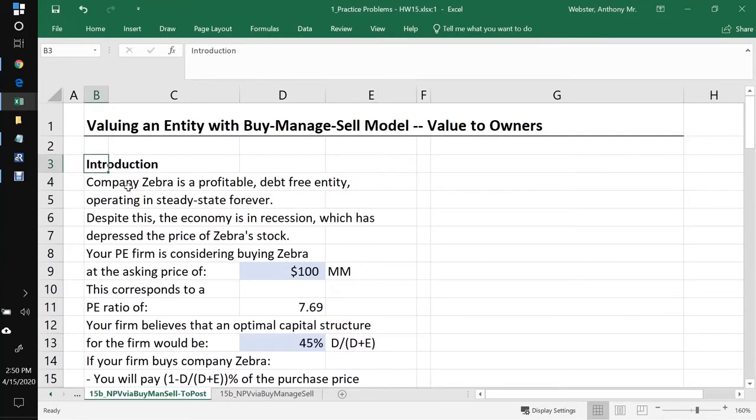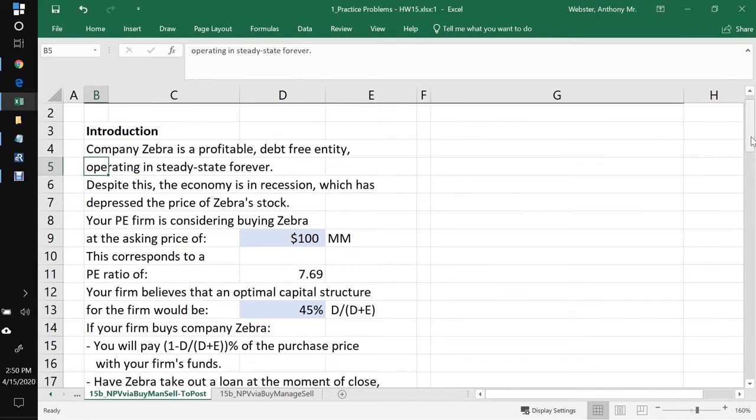We've got company Zebra. It's profitable, debt-free, and it's operating in steady state forever. Okay, that's good because that's going to give us those great accounting simplifications. Despite this, right now, which in the real world is also true, the economy is in recession, which has depressed the price of Zebra's stock. So you've got a private equity firm and you're considering buying Zebra at the asking price of $100 million, and this corresponds to a PE ratio for the company of 7.69.